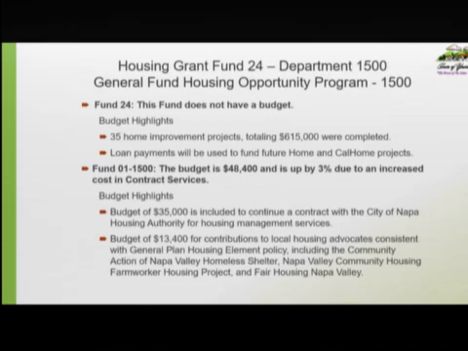The next fund, 01-1500, receives revenue from affordable housing in lieu fees that apply to commercial projects, and we enter into a contract in the amount of $35,000 with the City of Napa Housing Authority. They manage our housing programs and notably the affordable housing items, and then we contribute $13,400 to local housing advocates, including CanV, Napa Valley Community Housing, and Fair Housing, and those are all in support of general plan housing element policies.